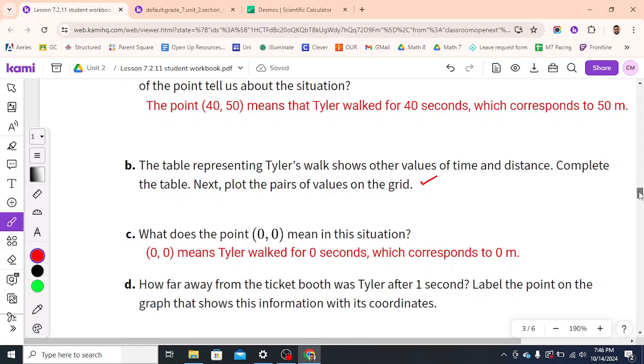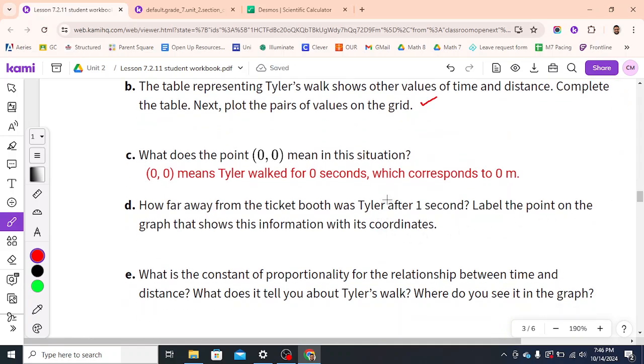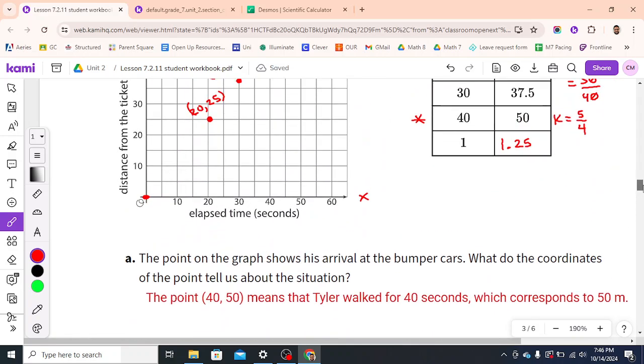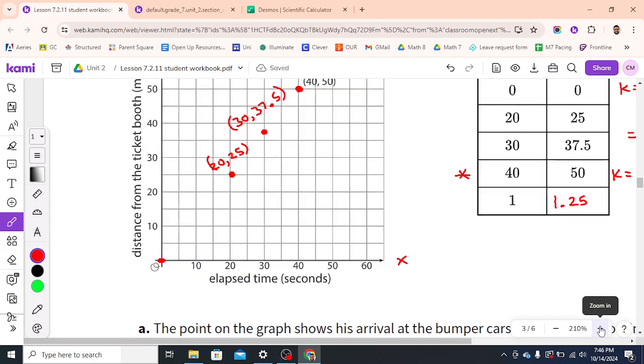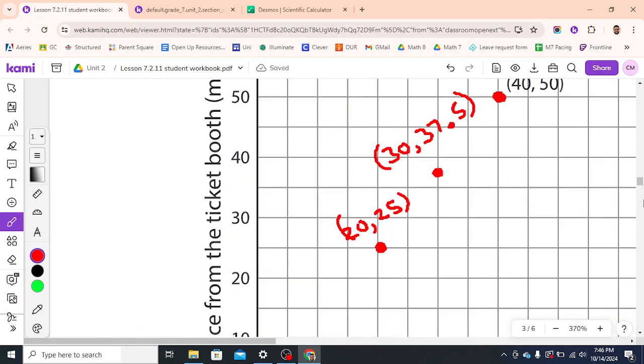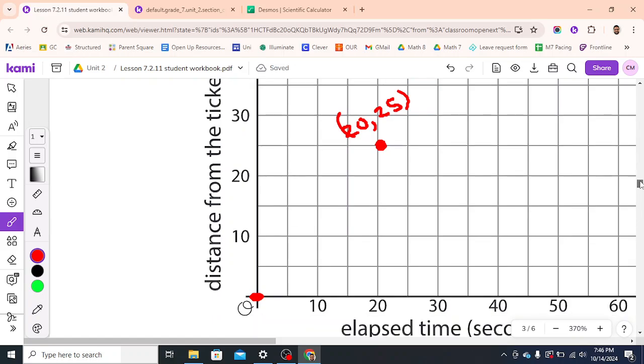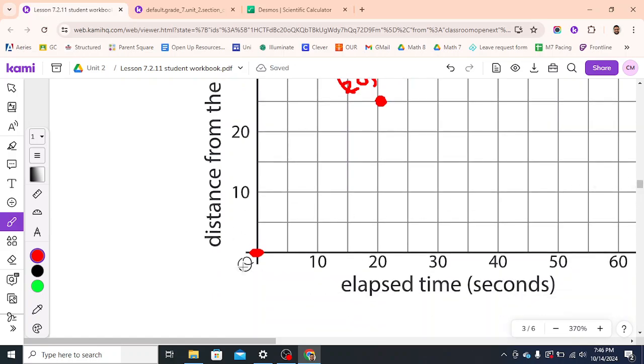All right, next part. It says, how far away from the ticket booth was Tyler after 1 second? Label the point on the graph that shows this information with its coordinates. If you remember, on our data table, we already did that. It says 1 second was 1.25. It's a little bit hard to see, so I'm going to zoom in on the grid. Again, it's called the coordinate plane. We're looking at just quadrant 1.